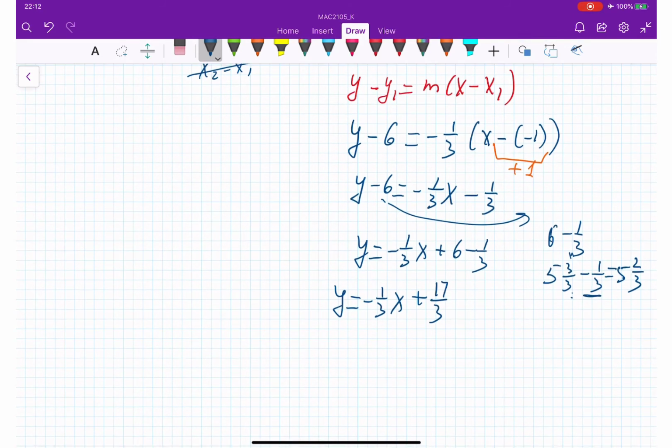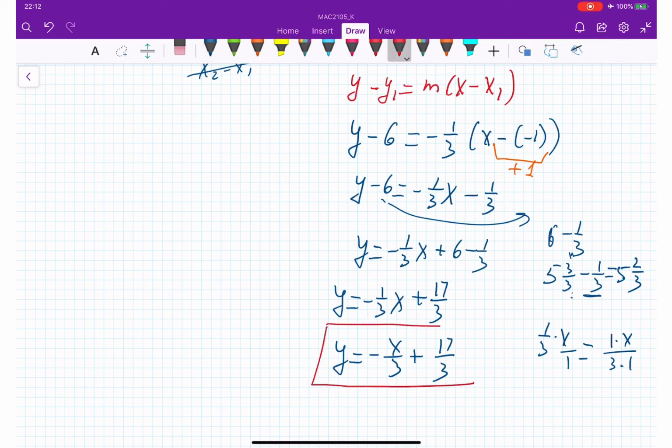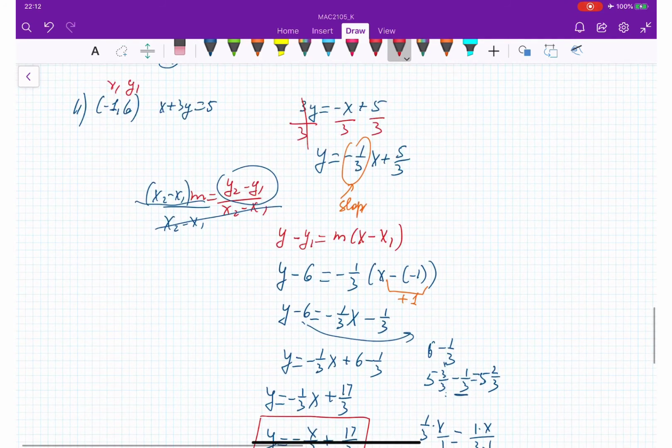So instead of negative 1/3, let me write down y is equal to negative x over 3. Because 1/3 times x is the same thing, we put x over 1, and therefore it's going to be 1 times x over 3 times 1. So x over 3. Negative x over 3 plus 17 over 3. Okay? That is going to be our equation, running parallel to the equation we have here, x plus 3y equal to 5.